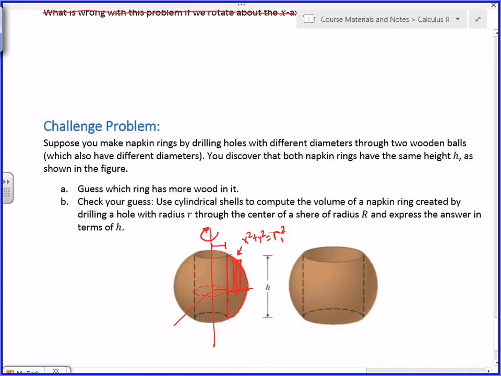And then do the same thing on this one, only you've got a different starting radius. So you've got a different value for there and a different radius for your sphere here. And then do the same integral on that one, x squared plus y squared equals little r2 squared. And do that same cylindrical shell method and try to find the volume of that one by revolving this particular area around the y-axis. And see which one actually has more wood in it, you can tell.